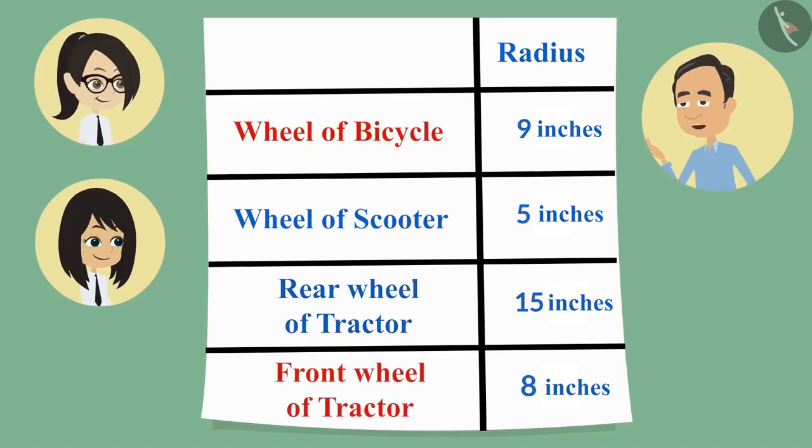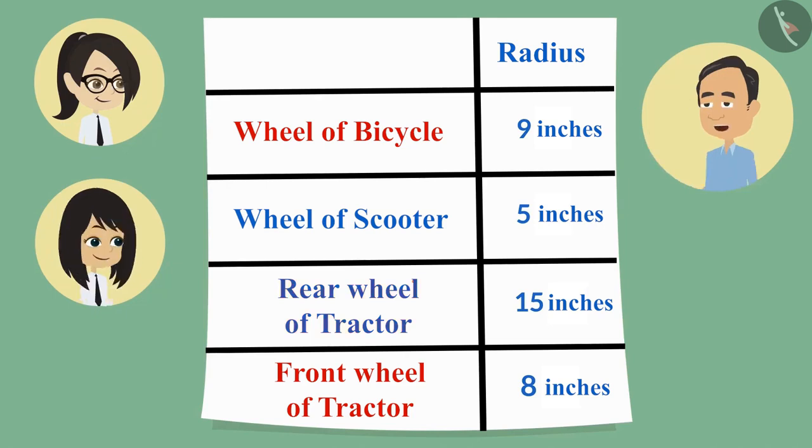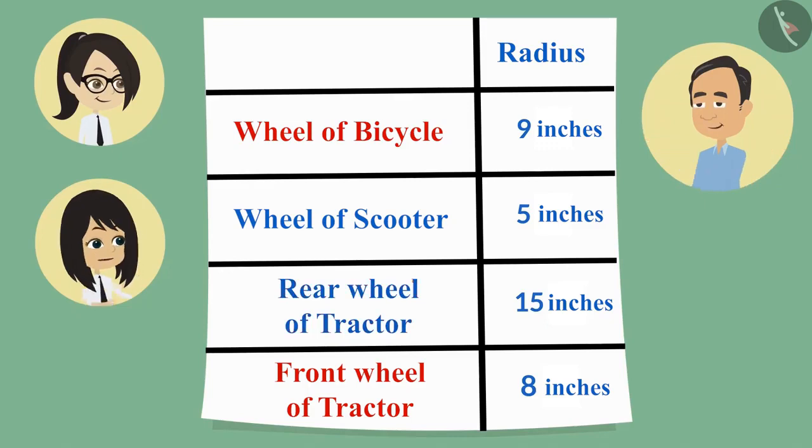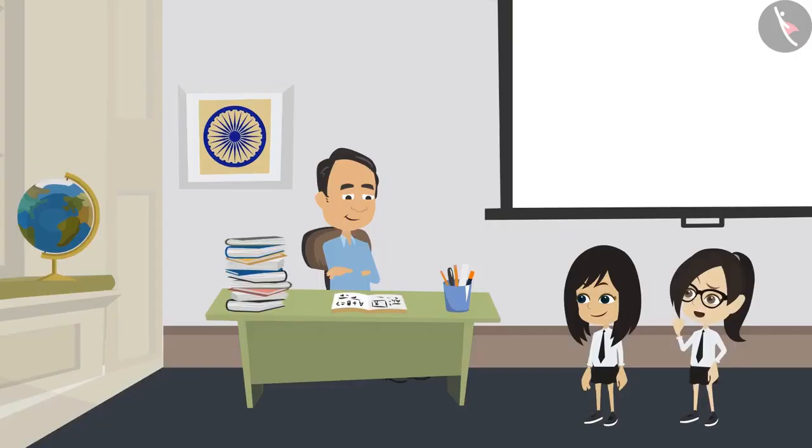And which was smaller, front wheel of the tractor or the bicycle? This will be a little difficult to tell. Just like you have told about the rear wheel of the tractor, that it was the largest, the same way you can also tell about both these wheels. So we had seen all the wheels, so we were able to tell that rear wheel of the tractor is the largest. I thought that you were looking at the measurement of these radius. Sir, how can we tell whether a circle is small or big by measuring the radius?